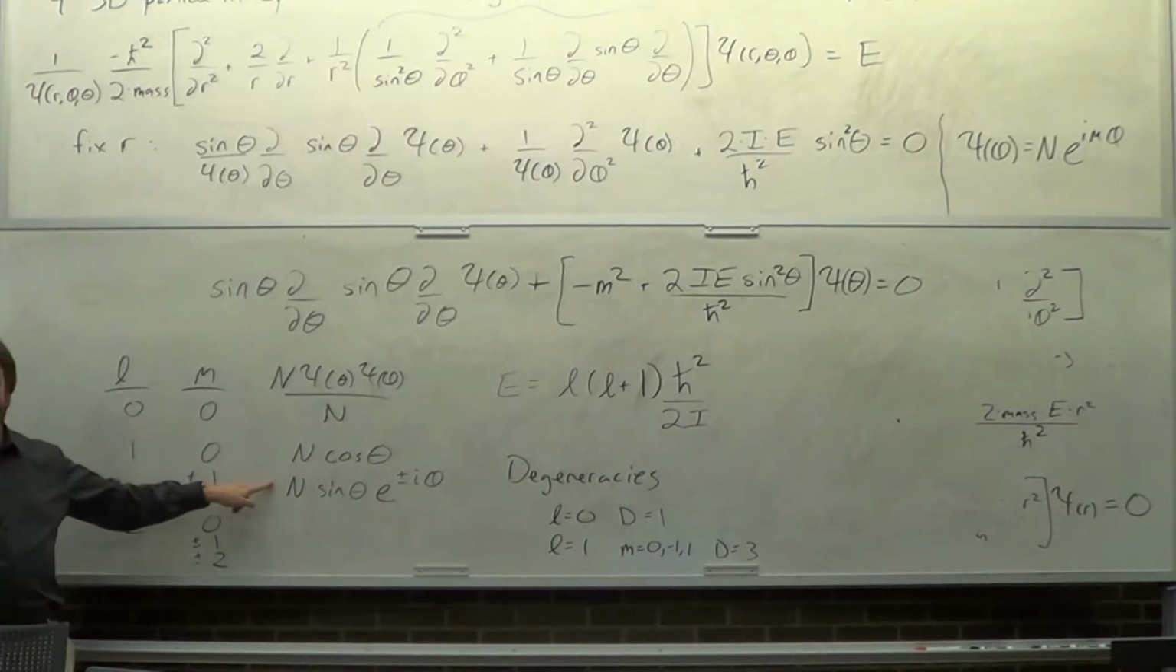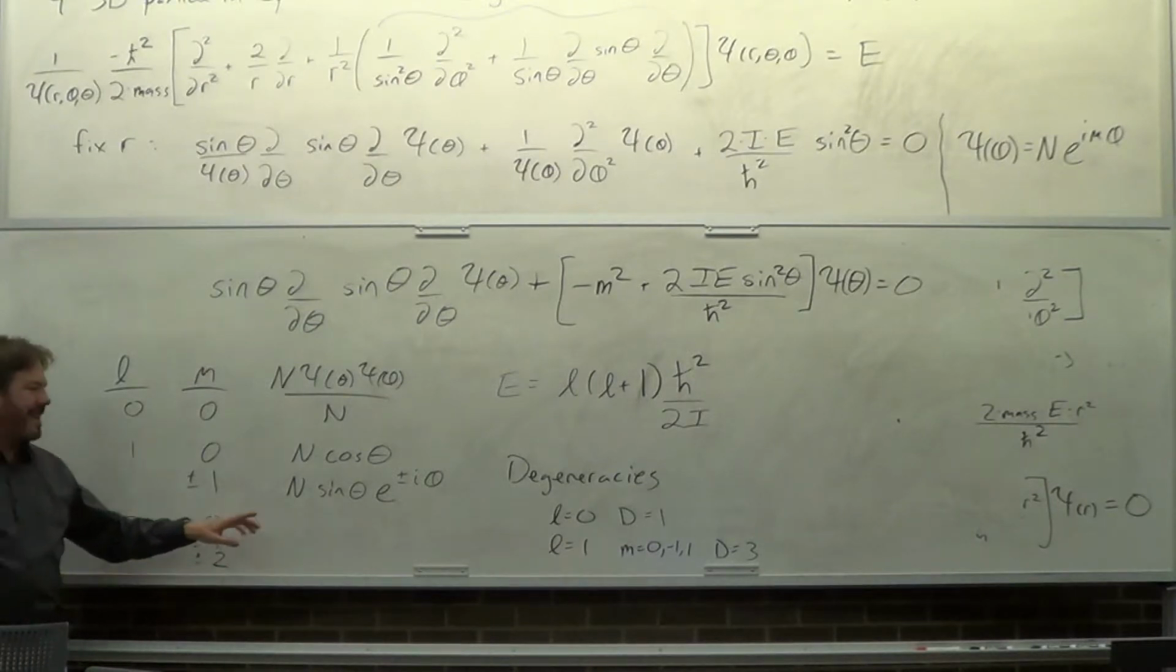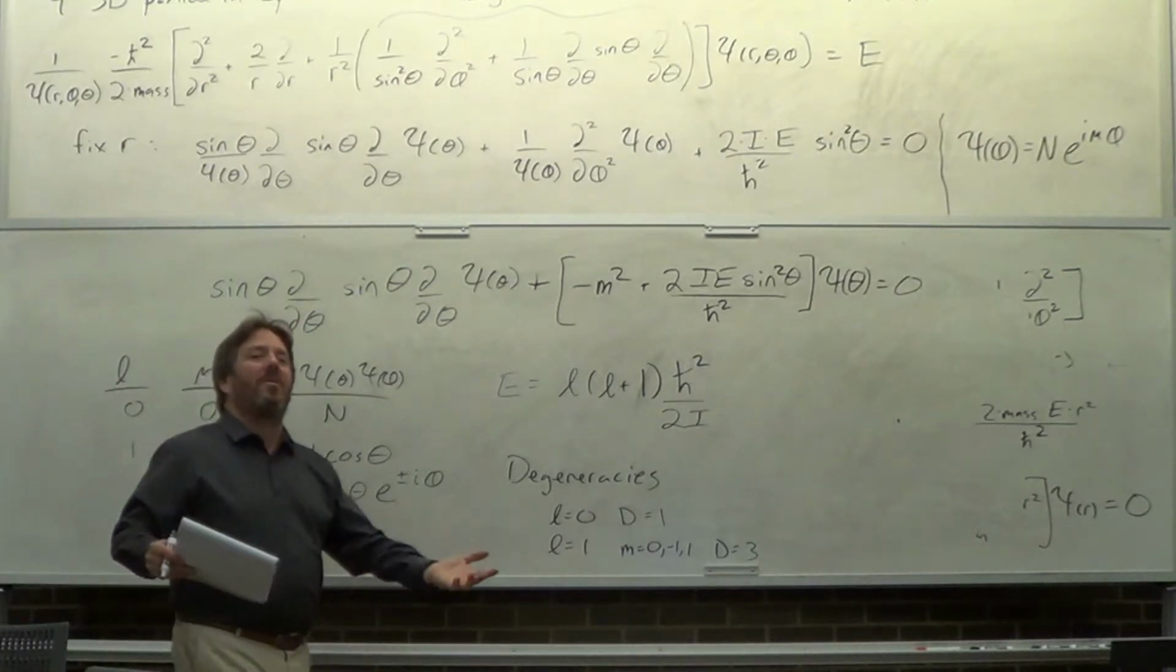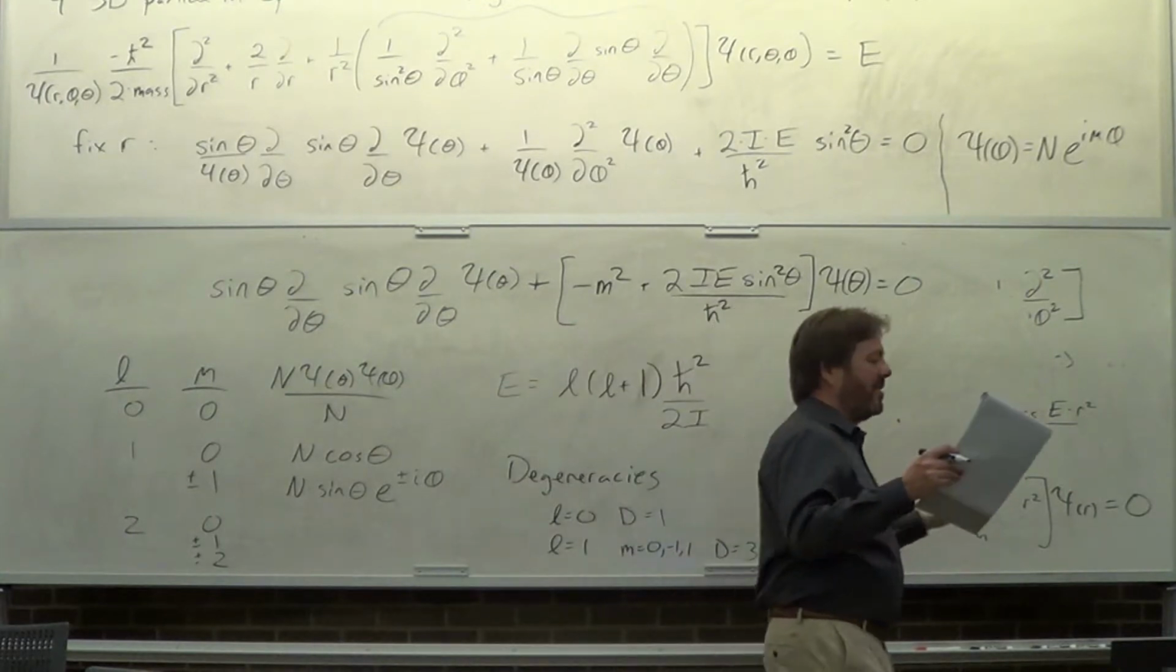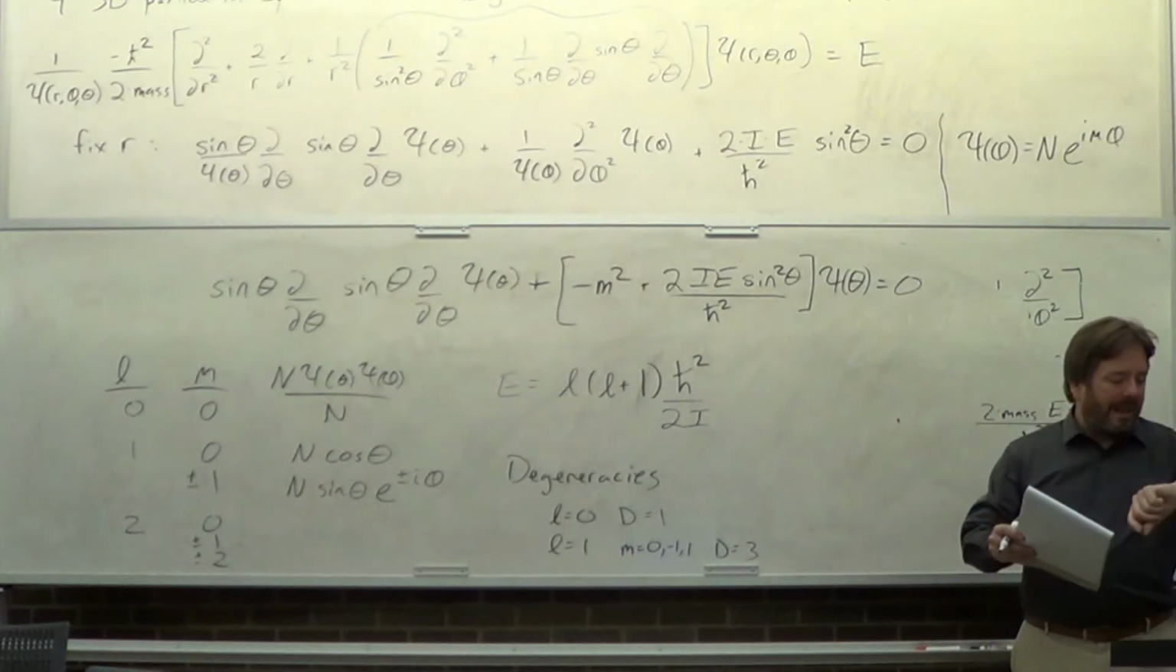And for L equals 1, how many are there? 3, and they're degenerate. D is a D. There's 5 of them, right? So you know that. So if you get confused when I ask about degeneracies and whatnot, you actually already know the answer.